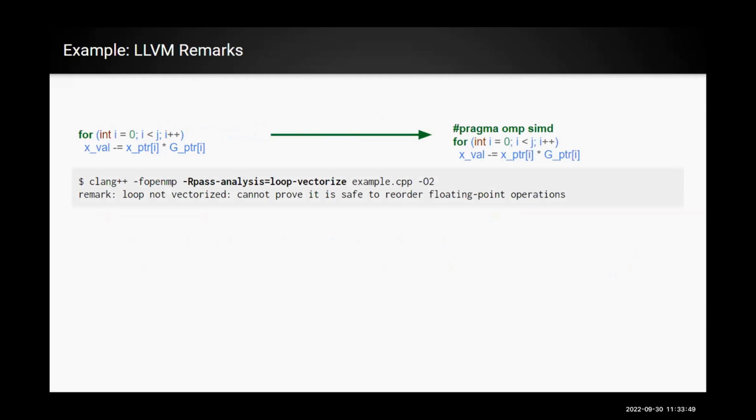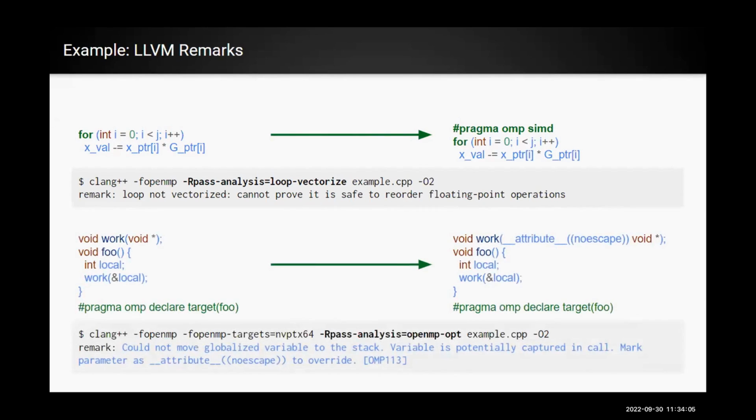So how does it look? You run your code, you run the remarks, you read the remarks, and then you act on it. It tells you something about floating point reordering, and then you can say, hey, it's safe, trust me, I don't mind, just go with the reassociation. Similarly, it might tell you, you have this local variable here, and you pass the address to this function that we don't know anything about. And then you get this funny remark that says, okay, globalization didn't work. Maybe try something like nocapture.